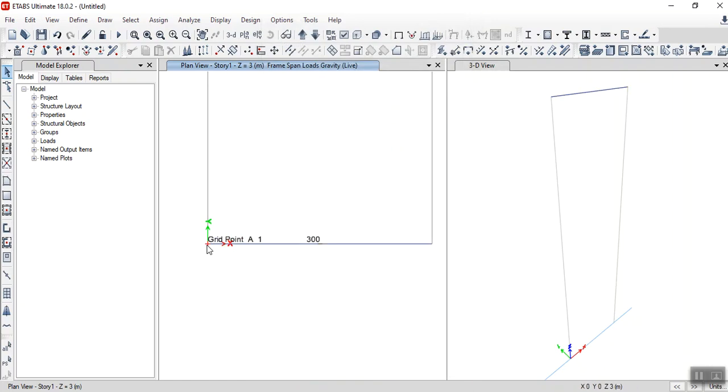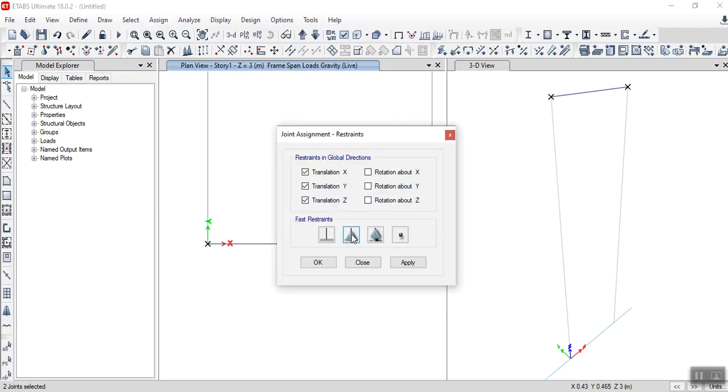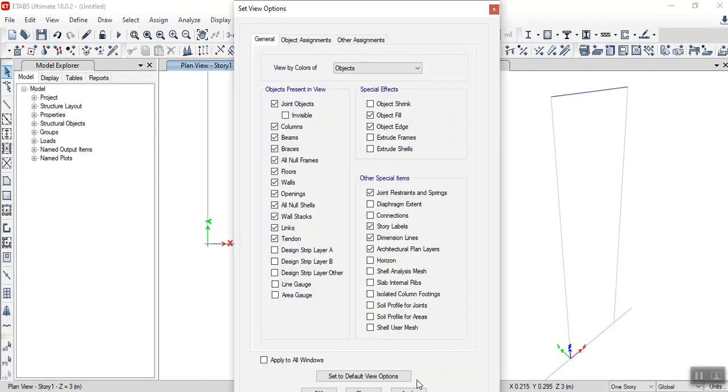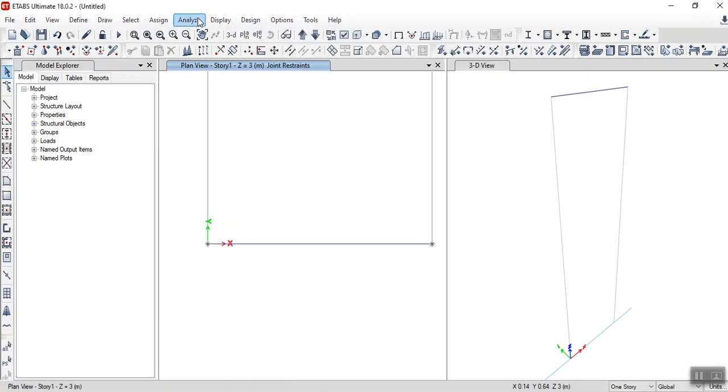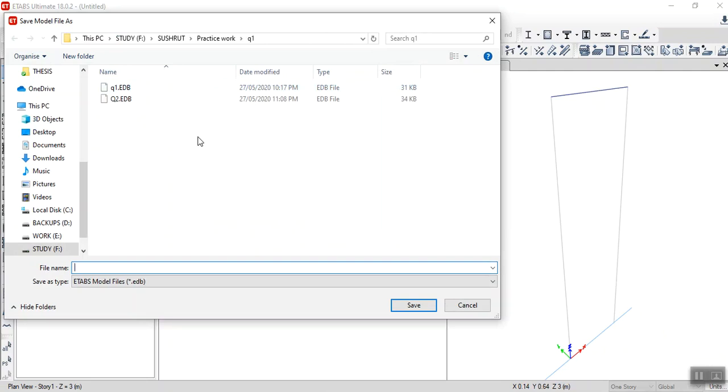Now I will assign joint restraint, hinge joint. So apply. You can see hinge joint. Now I will run it. I will save it.